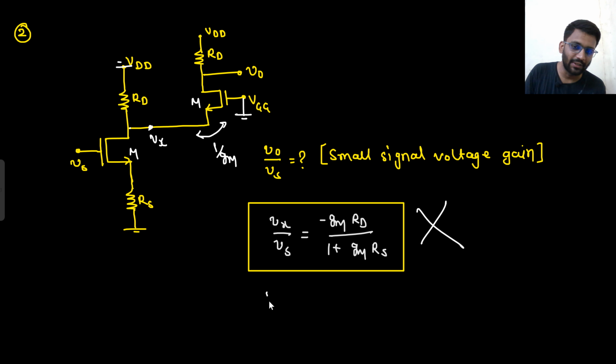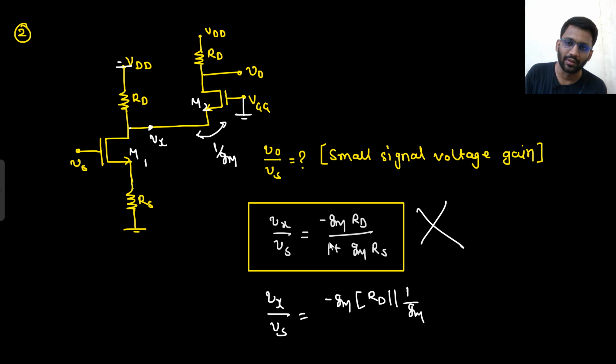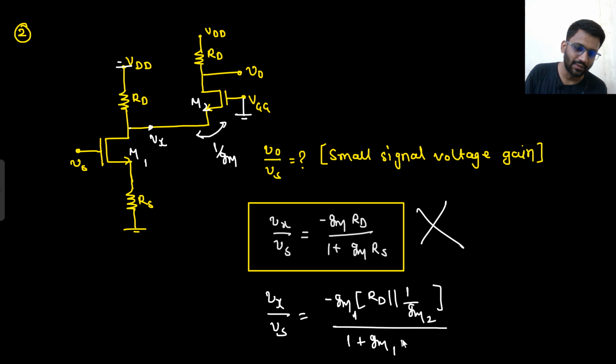So what will be Vx by Vs? Vx by Vs would be minus Gm, and in place of load resistance, RD parallel 1 by Gm. Let's call this one M1 and M2. So minus GM1 RD parallel 1 by GM2 divided by 1 plus GM1 RS. So this is your Vx by Vs.